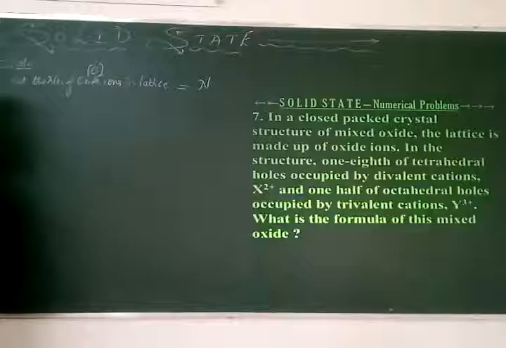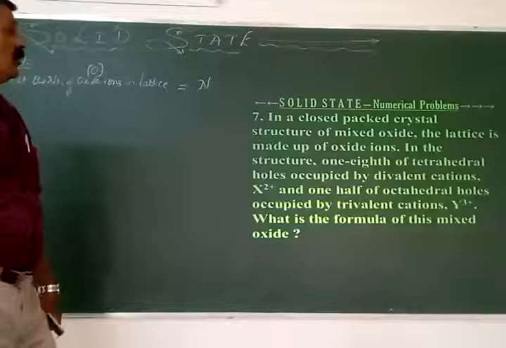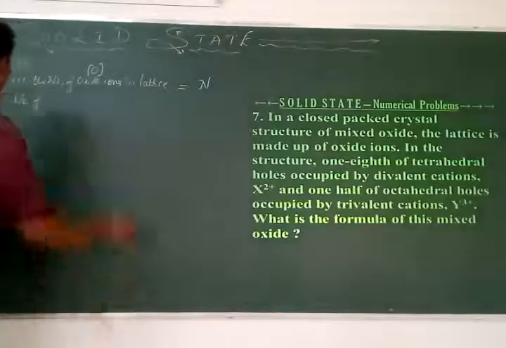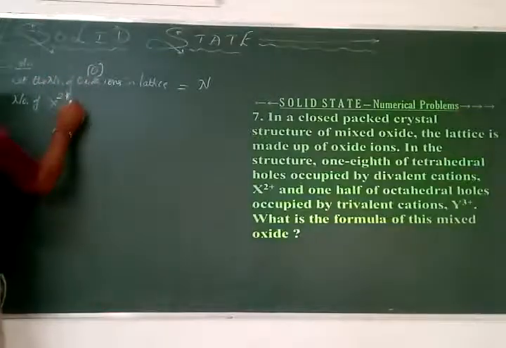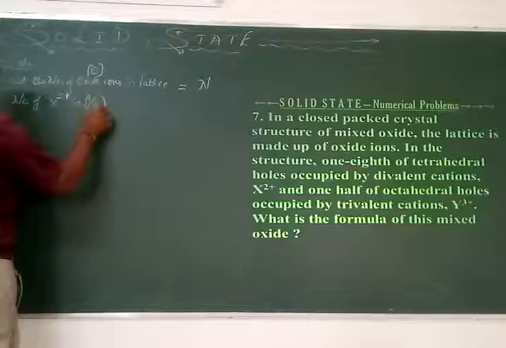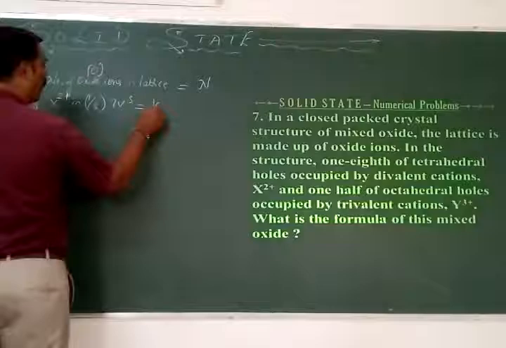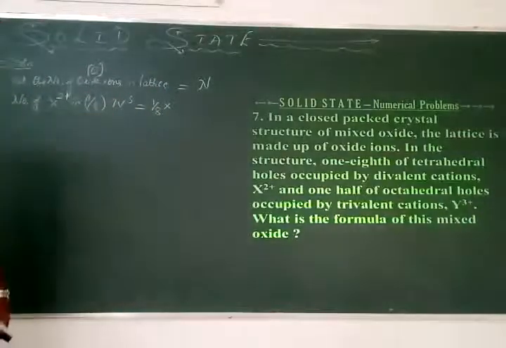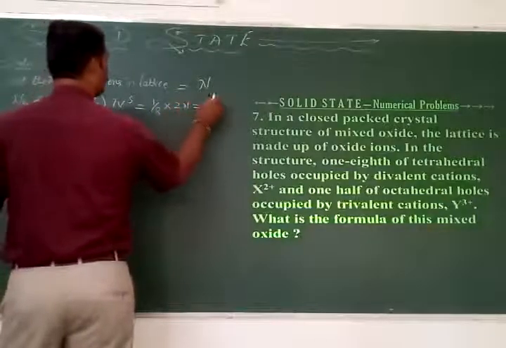Then, in this structure, 1/8 of the tetrahedral voids are occupied by which ions? Divalent cations. What is a divalent cation? X2+. 1/8 of which ones, TVs or OVs? It is TVs. How many tetrahedral voids? If N is the number of particles, octahedral voids are N, tetrahedral voids are 2N. Therefore, it is 2N by 8, hence it is N by 4.